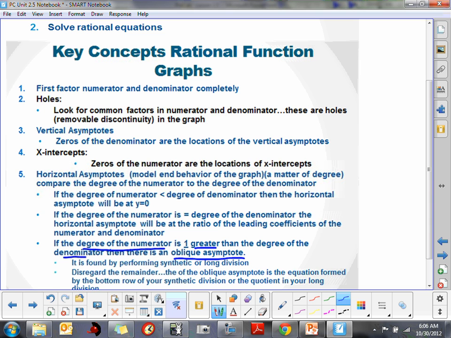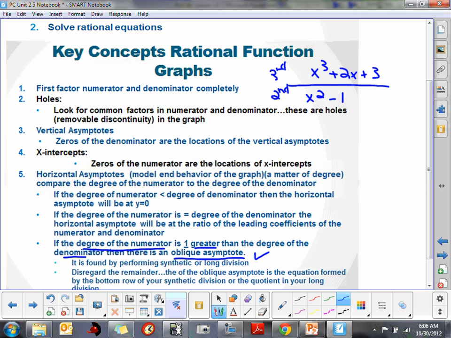We can have asymptotic behavior that does not follow this rule where there's just 1 greater. The numerator could be 2 greater than the denominator, or it could be 3, but then they'll follow quadratic asymptotic behavior, or they'll follow a cubic asymptotic behavior. But by and large, we're always going to be focused on the oblique asymptotes where the numerator is 1 greater than the denominator. So you'll be looking at, it could be an x cubed plus 2x plus 3 all over x squared minus 1. This is one where we would find an oblique asymptote because the degree is third on the top and second on the bottom, which means the top is 1 larger than the bottom.